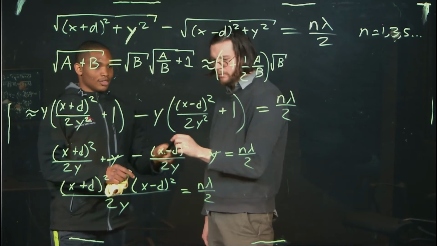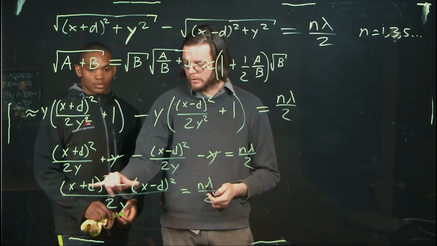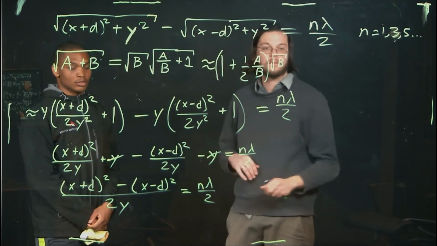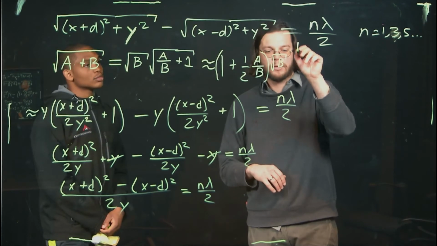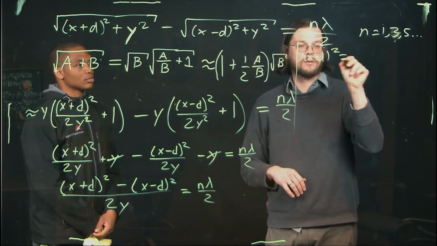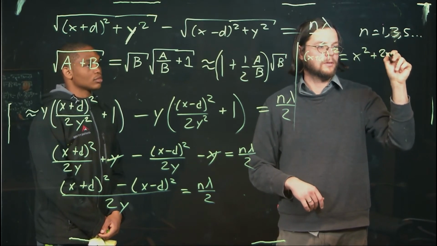I'm going to go ahead and do the next part. I don't know if you guys can look at this and notice there might be some cancellations, but I'm going to go ahead and multiply that out. So I'm going to do it over here. (x plus d) squared is going to be equal to this, 2xd.